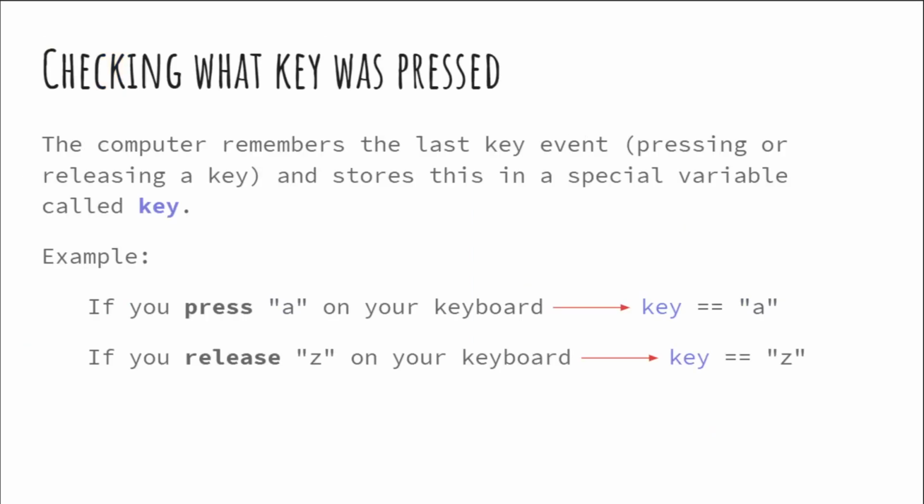So another thing that we can do with the keyboard is check to see what key was most recently pressed or released. So the computer remembers the last key event, and it stores that in a special variable called key. If you press the letter A on your keyboard, then key would be equal to A. If you release the letter Z, then key would be equal to Z. And so if you press both A and Z, then release Z, it would be Z, even if you pressed Z, A, and then released Z. So it's not which key was most recently pressed, it's what key most recently did something.